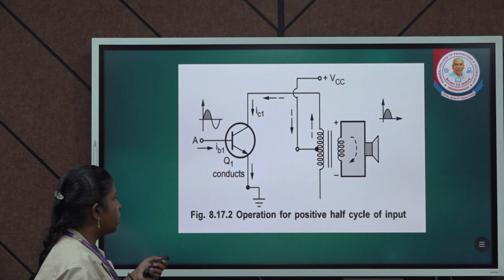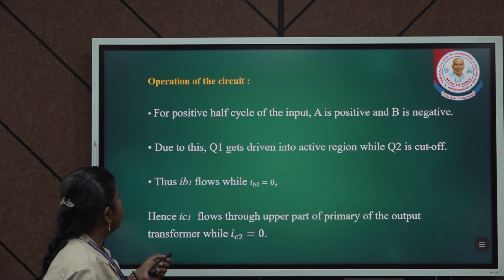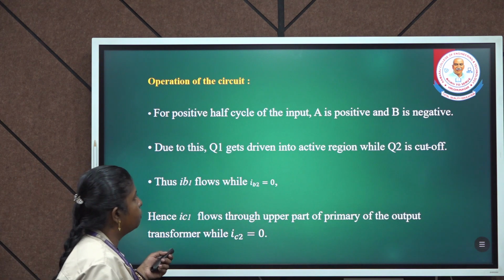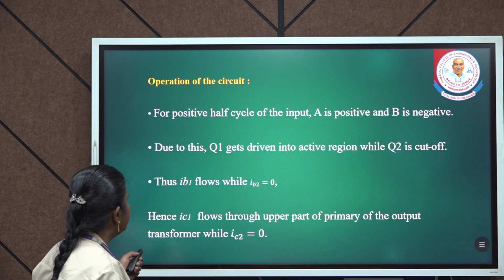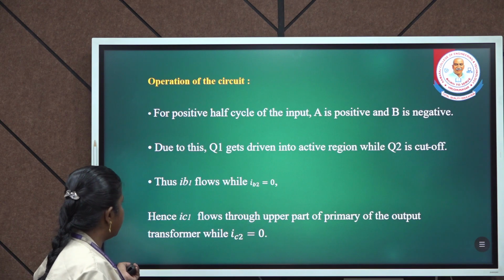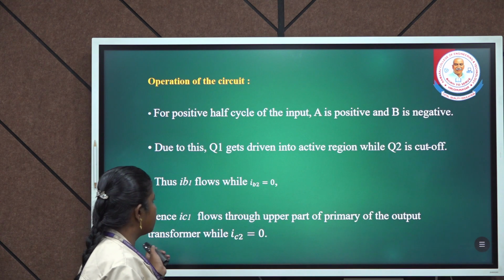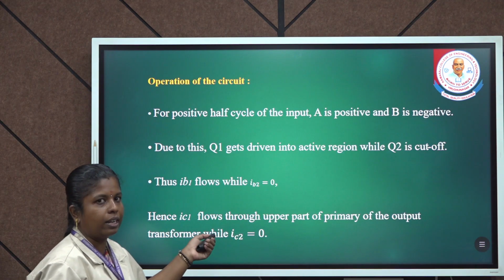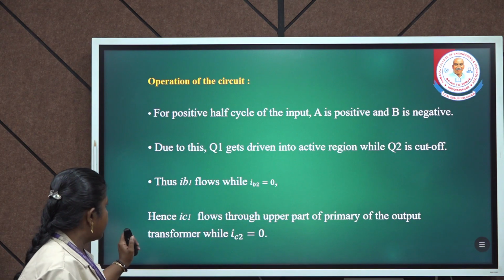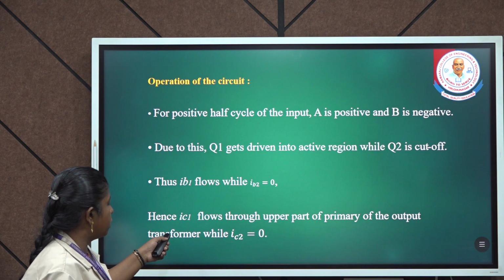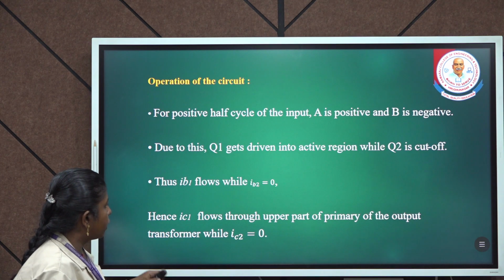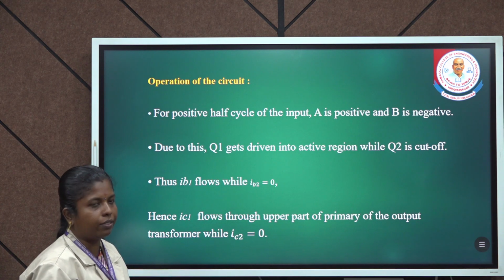This is the operation for the positive half cycle of the input. A is positive and B is negative. Due to this, Q1 is driven into the active region while Q2 is cut off, so the current I1 flows, while the current in the second transistor will be 0. Hence the current in transistor 1 flows through the upper part of the primary of the output transformer, while the current is 0 on the other side.